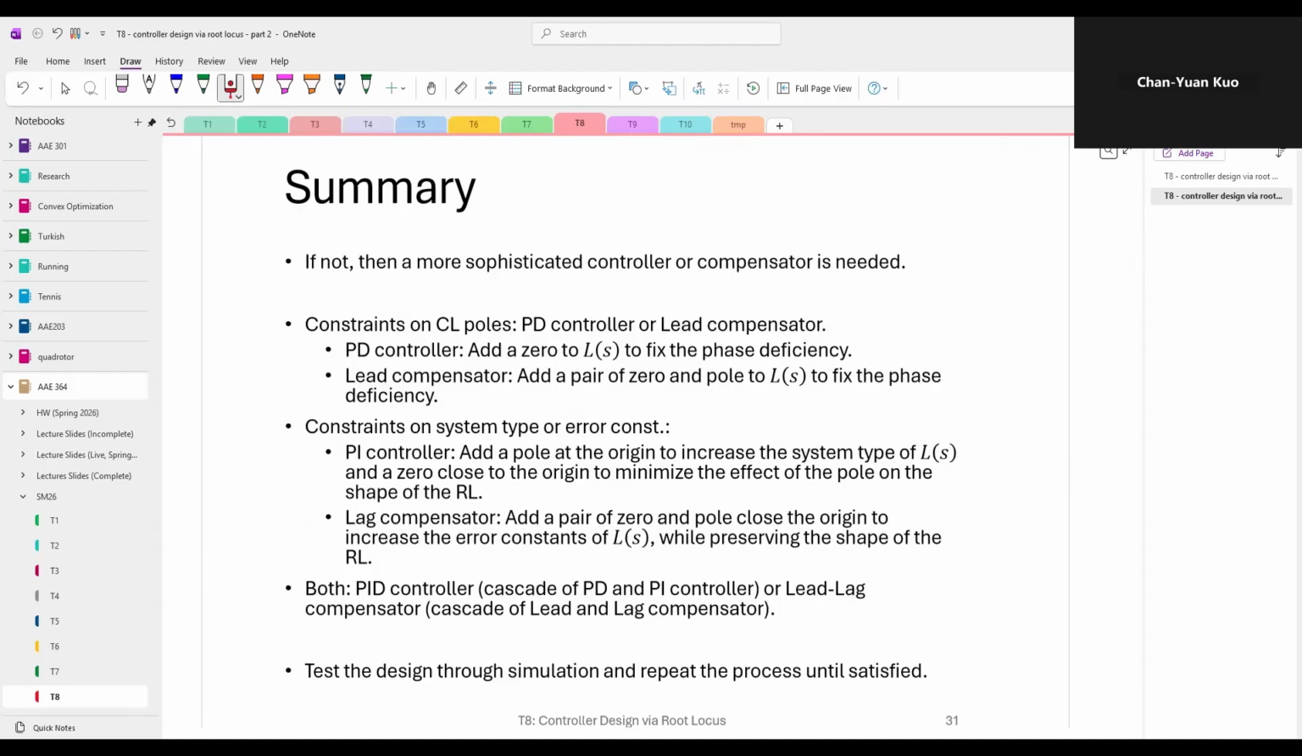If the problem is poor transient response, we can use a PD controller or a lead compensator. These controllers introduce phase lead, shifting the root locus so that the desired dominant closed-loop poles satisfy the root locus phase condition. On the other hand, if the problem is poor steady-state performance, we can use a PI controller or a lag compensator. The PI controller increases system type, while the lag compensator increases the static error constants. And both are designed to preserve the original root locus as much as possible.